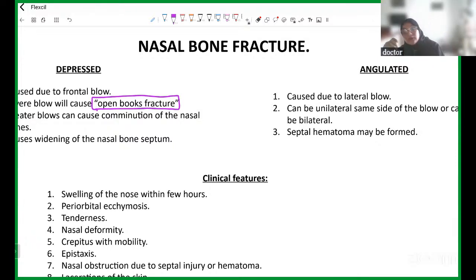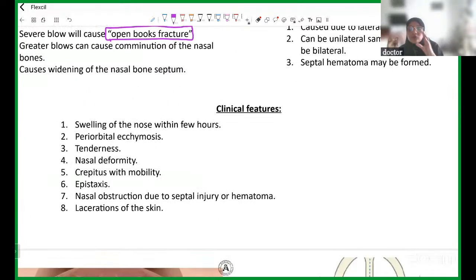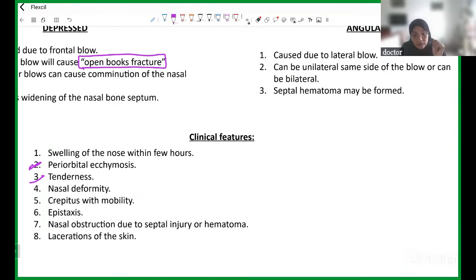Coming to the clinical features, of course, there will be swelling of the nose within a few hours. Abruptly, there will be swelling of the nose. There will also be periorbital ecchymosis, where there will be bruising around the orbits. Now, this is a red flag. It can cause increased intracranial pressure, and the patient might even land in a coma. So you have to take periorbital ecchymosis seriously. All right. And there will be tenderness.